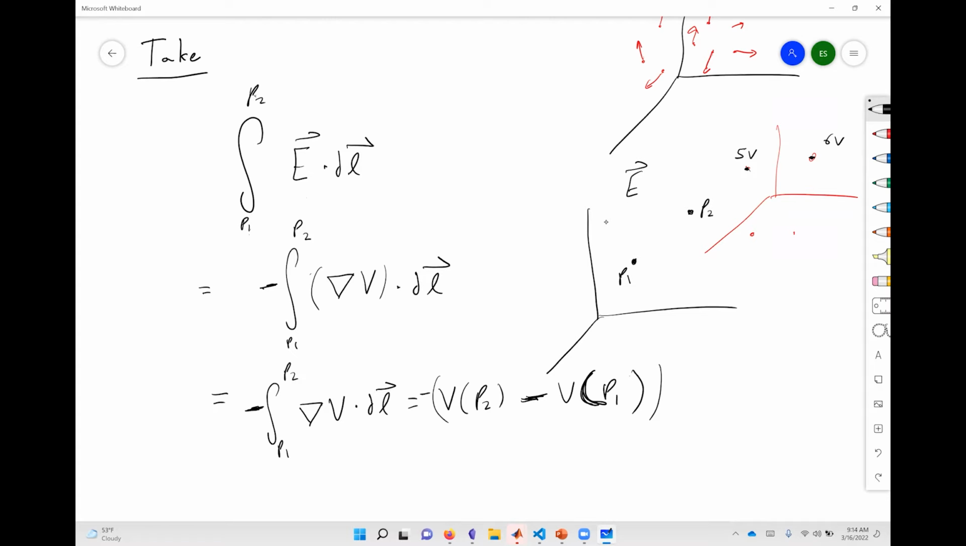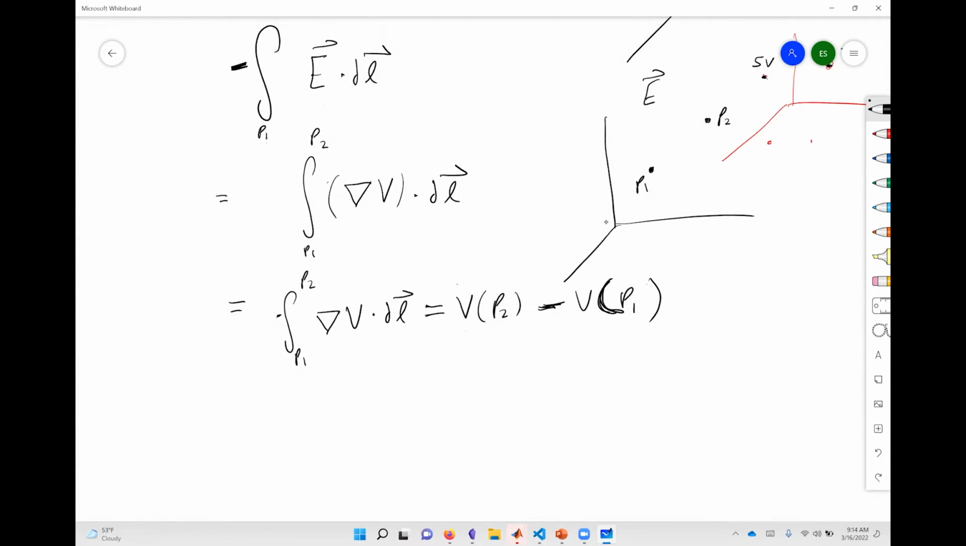Okay, now what I want to do now, I want to multiply. I don't like this minus sign. I want to multiply everything by -1. So I took this E dot dl and I put in minus grad V. There is a pesky minus sign here. So I multiply everything by minus, and then I multiply this by minus.